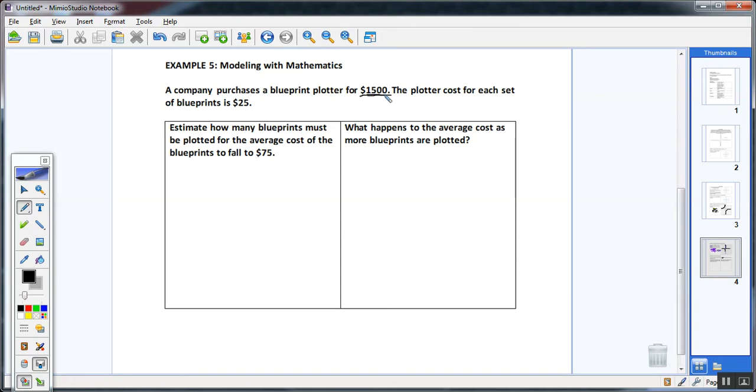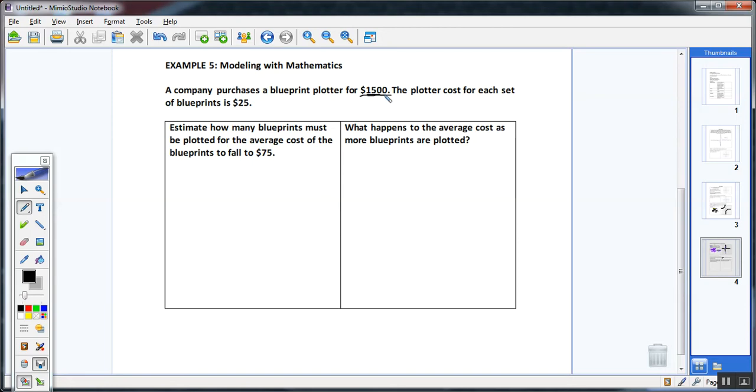So if I made 3 prints in one day, what's my total cost already? Printer and blueprints together. $1,575, right? It's like the $1,500 printer plus $25 times every print that I make. You guys agree with that? Now, here's the deal. It says estimate how many blueprints must be plotted for the average cost of the blueprints to be what? Oh boy. Okay, average. Define average again. Okay, so the number, your total divided by the number of things you have, right?